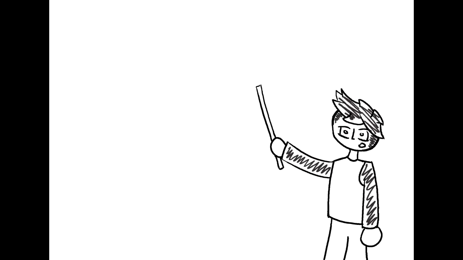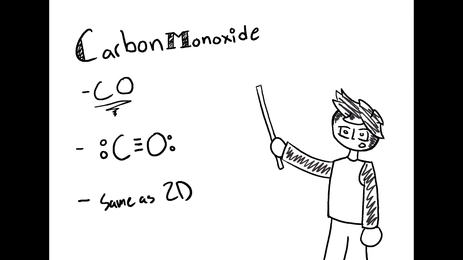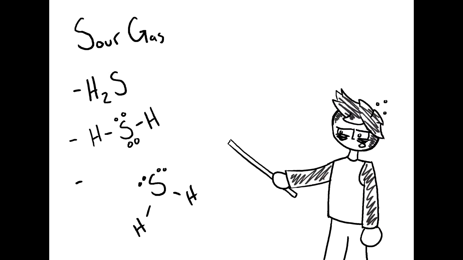First off, we have carbon monoxide, which has the chemical formula of CO. It's got a triple bond and is linear, so it'll be drawn the same in 2D and 3D. It is also a polar molecule. After that, we have sour gas, which is a natural gas containing a lot of hydrogen sulfide. Its chemical formula is H2S and it has a bent shape, with a 92.1 degree angle between the hydrogens. It is polar as well.